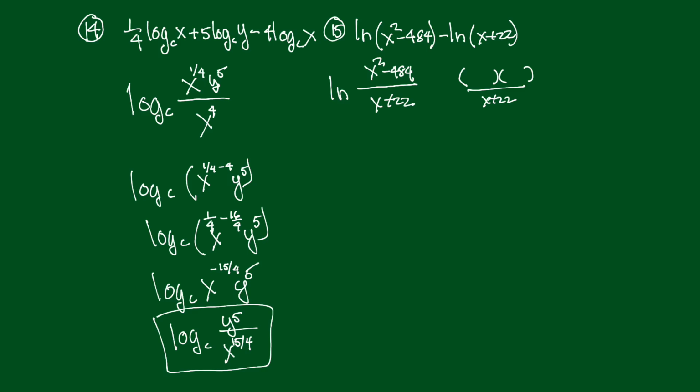And the x squared minus 484, I'm going to guess is x plus 22 times x minus 22. And check it on your calculator. 22 times 22 is 484. So I can cancel those. So I'm going to write this as the natural log of x plus 22, x minus 22, all over x plus 22. The x plus 22s will cancel, and I'm left with the natural log of x minus 22.